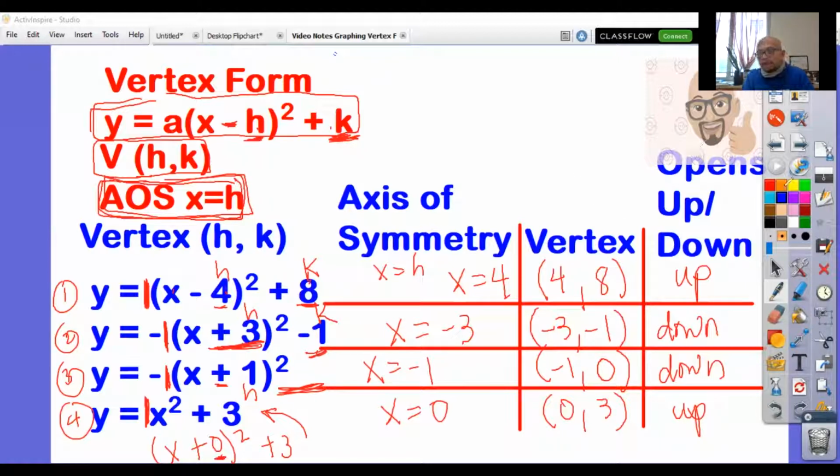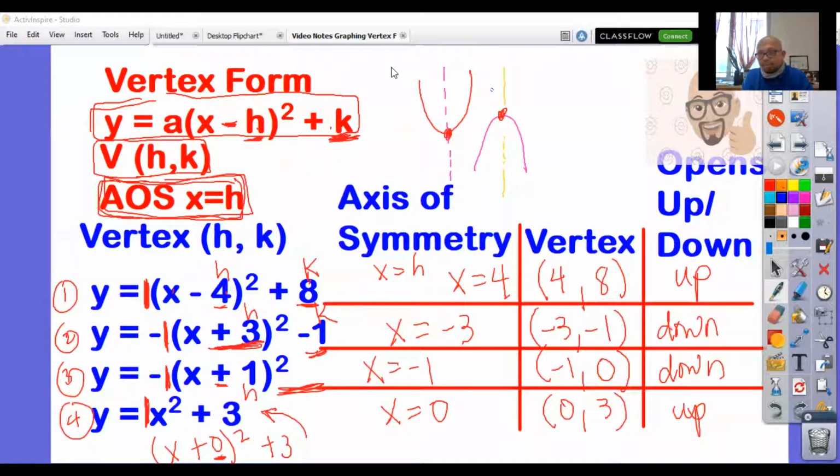Again, what is the vertex? Vertex is the minimum point or the maximum point there. And the axis of symmetry is the one that cuts it in half. So if you have a parabola that opens downward, this is your vertex, and the axis of symmetry goes through the vertex and cuts the parabola into two equal parts.